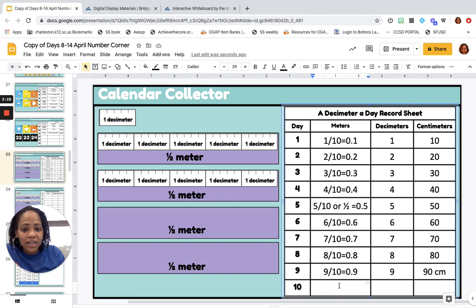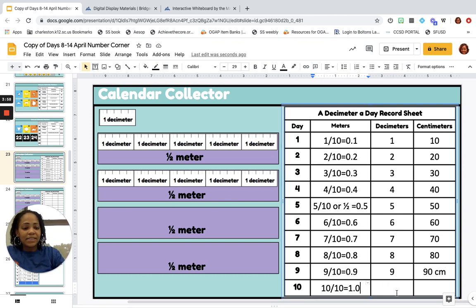So what fraction do we have now if we're talking about meters? How many decimeters? 1 decimeter is 1/10. Now we have 10, so we have, good, 10 tenths. And I'm also going to write that as a decimal number, which is 1.0. Okay, so we have 1 whole meter. How many days did it take for us to get 1 meter? Good. It took 10.